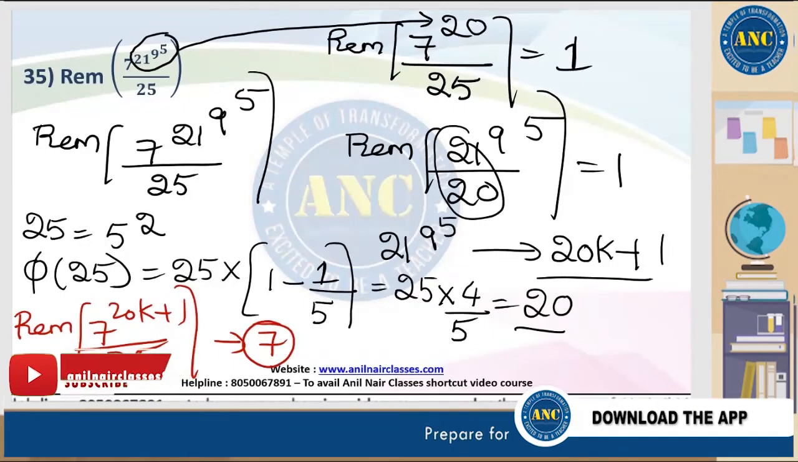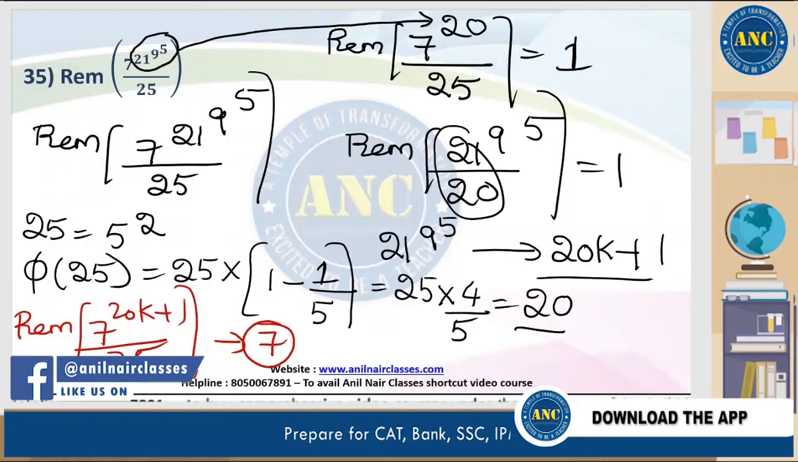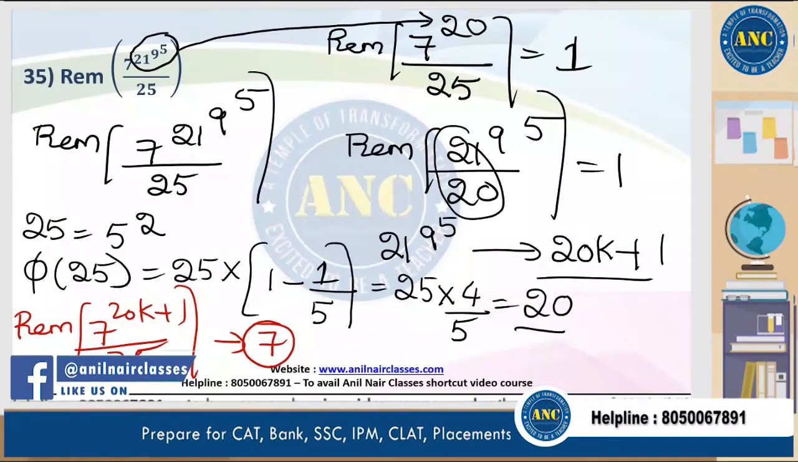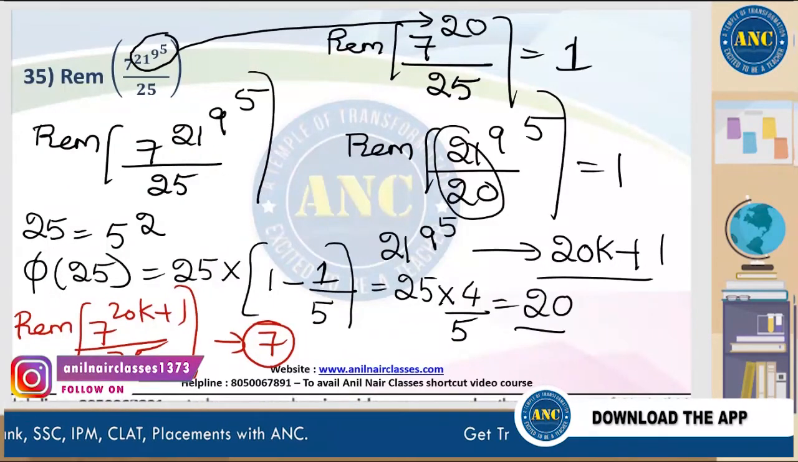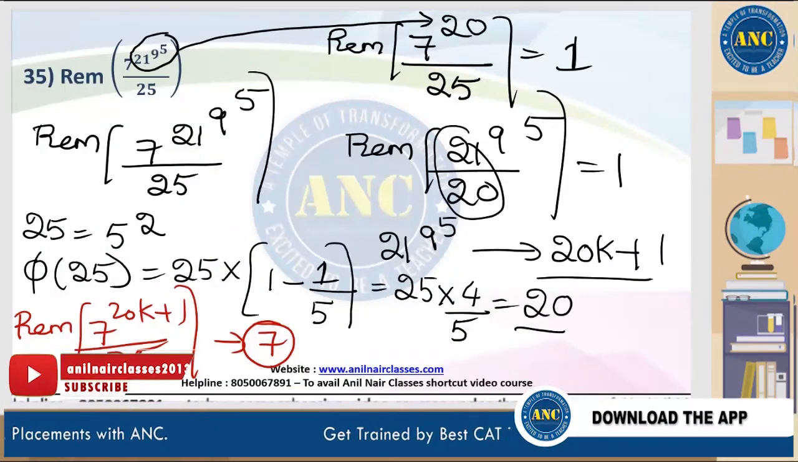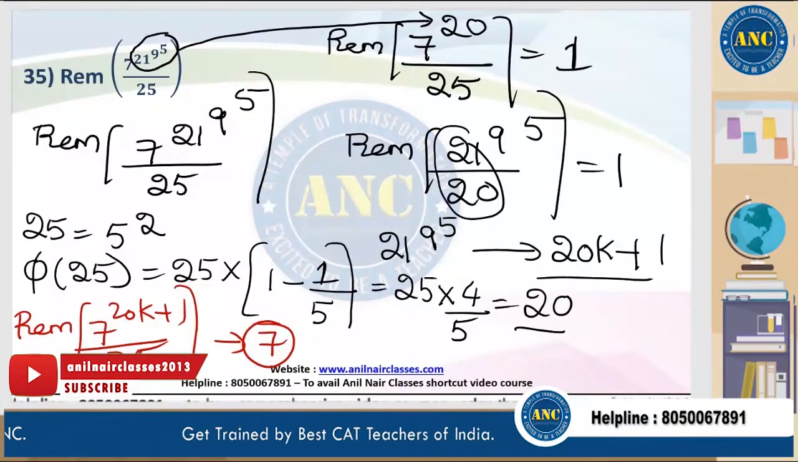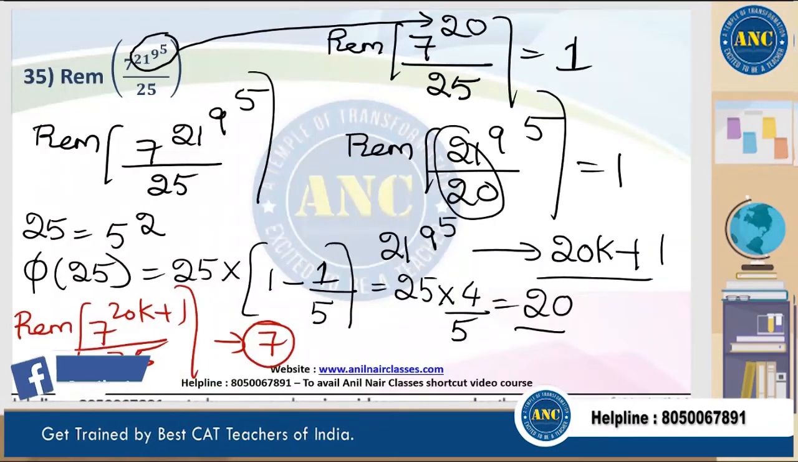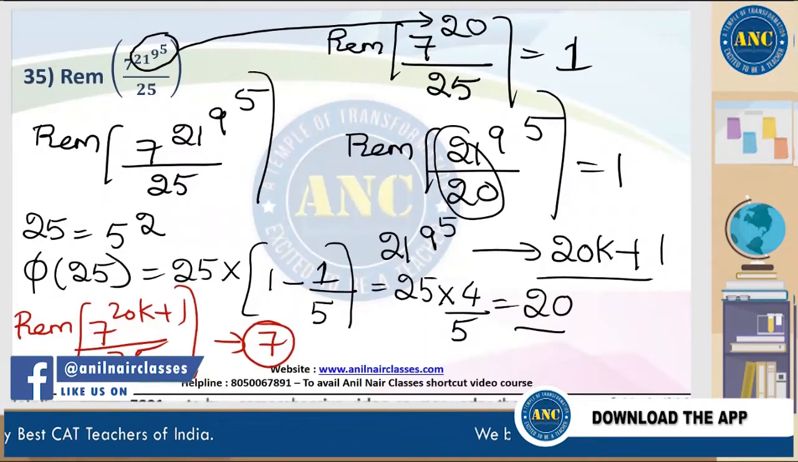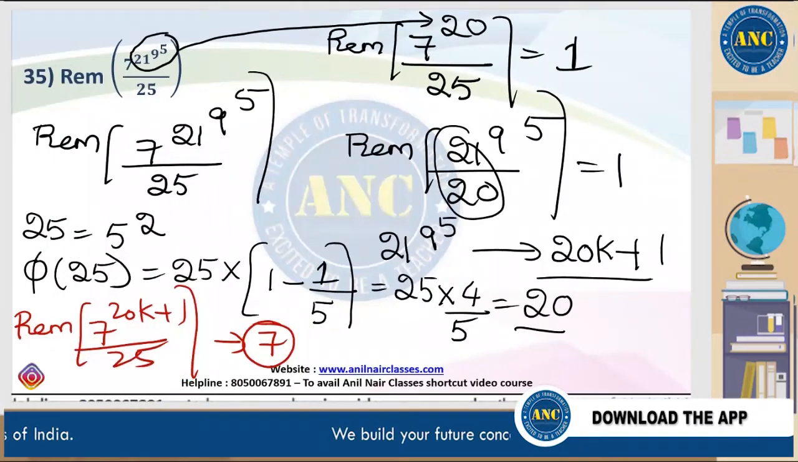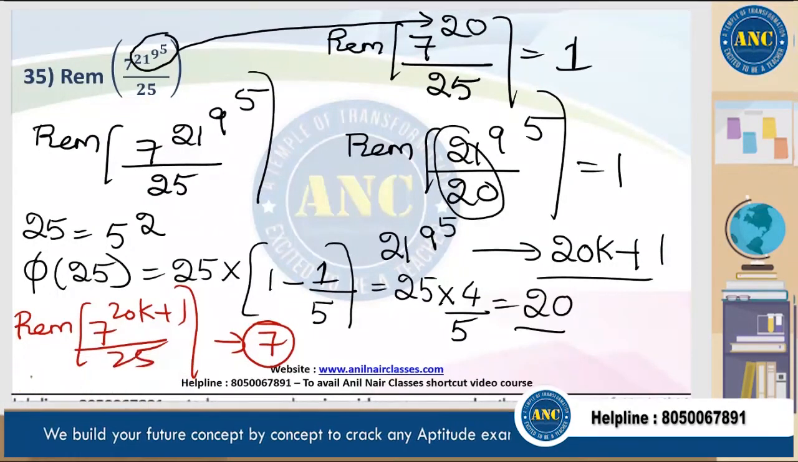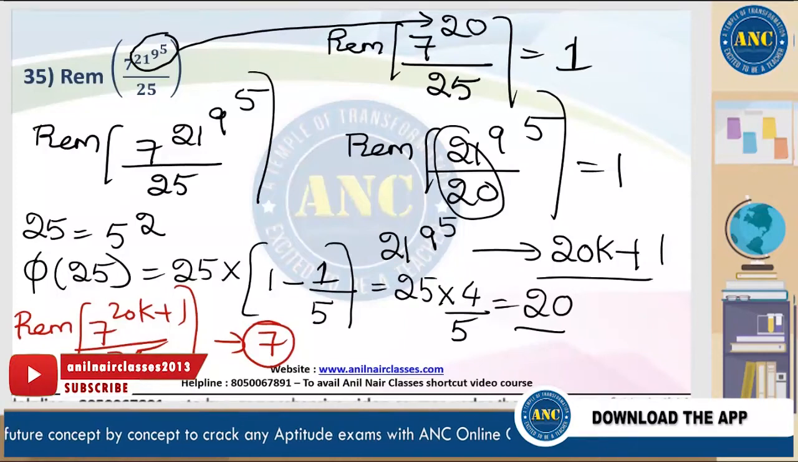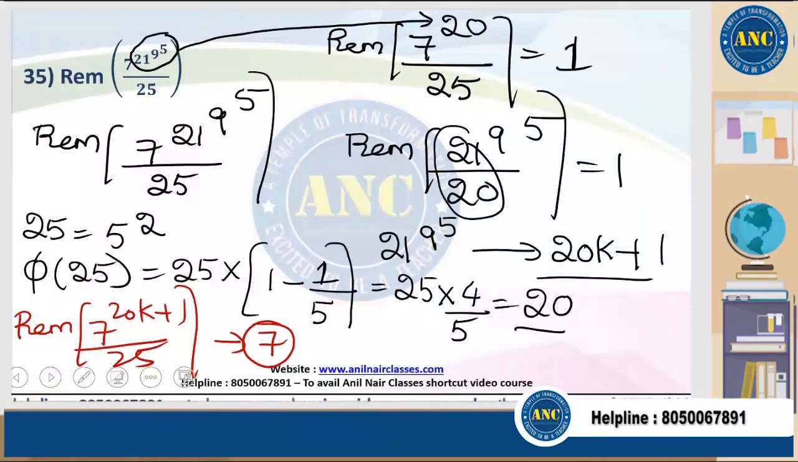I hope the idea is clear. I want students to reply in the live chat. I hope you are understanding how to use Euler's theorem for single powers and also for higher powers. Kindly reply in the live chat if the concept is clear to you, so that we will go on to the next model in Euler's theorem. I want everybody to reply in the live chat. Is it clear to you? I hope it is clear.